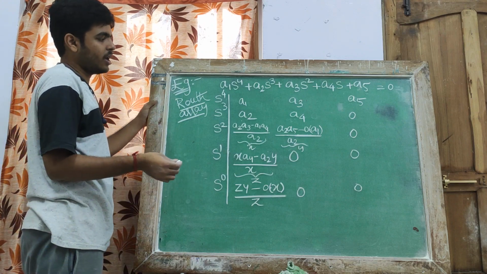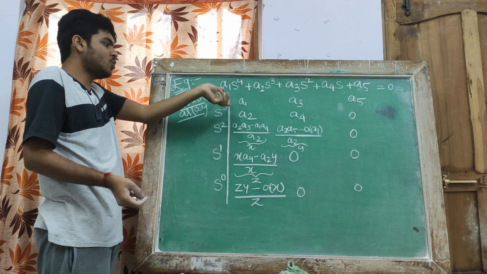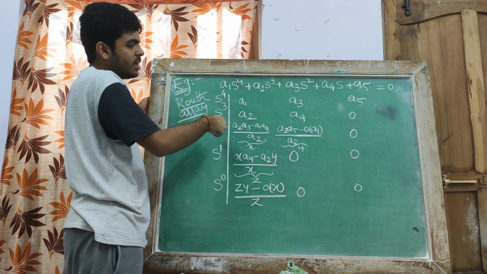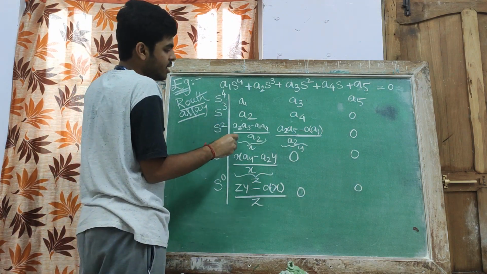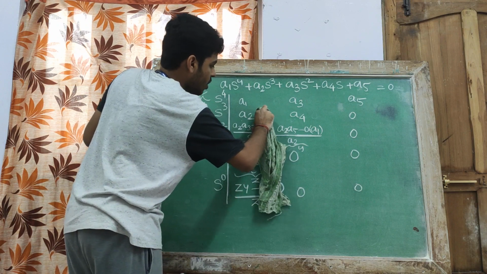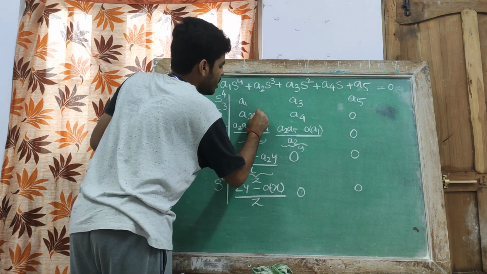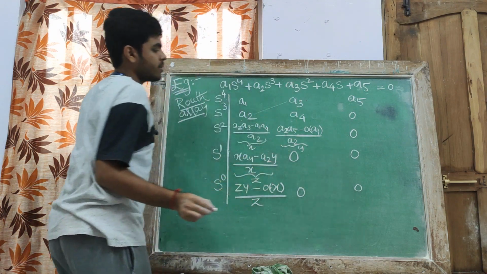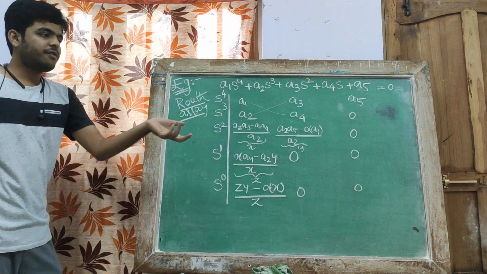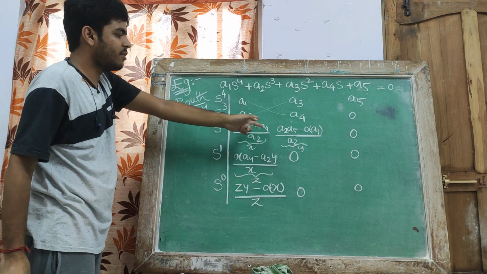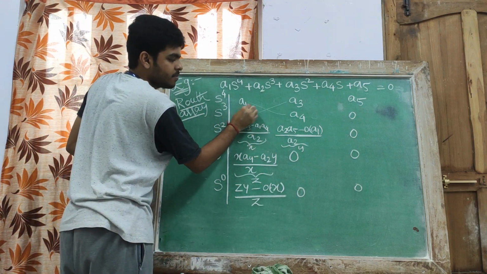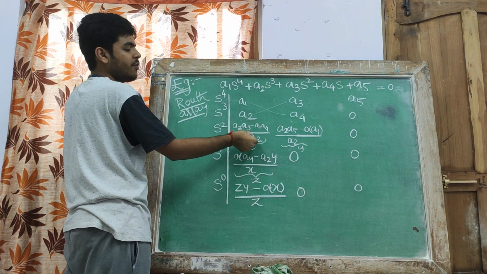Now we have to find the Routh array for S square. First, we write these two rows easily, because we can directly see the characteristic equation and write them. Then coming to the third row, we find it by cross multiplying these terms with these terms. I will draw a transparent line so you can easily understand. A2 into A3 minus A1 into A4: we have to find the difference, or subtract, and divide it by this term. So we get A2 A3 minus A1 A4 by A2.